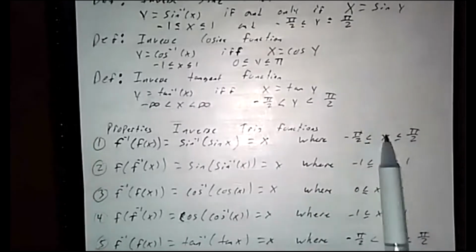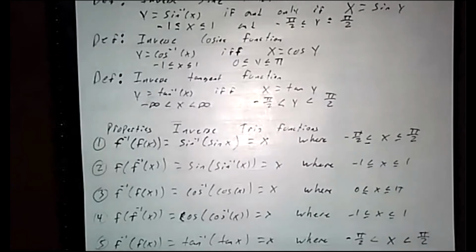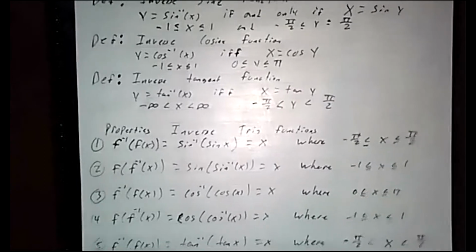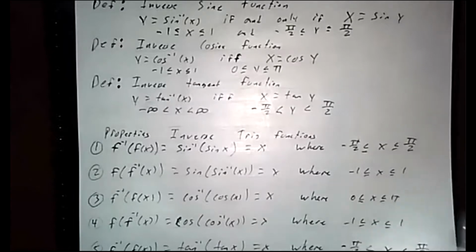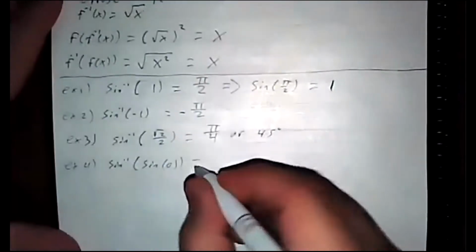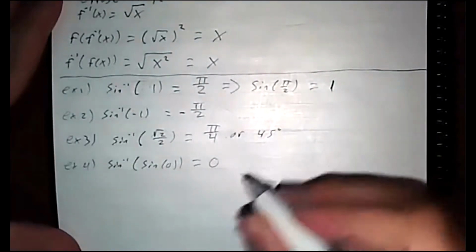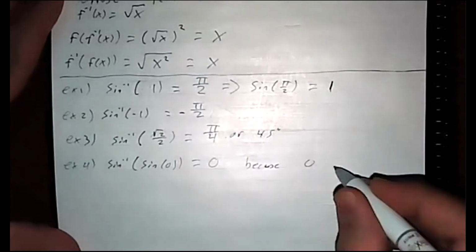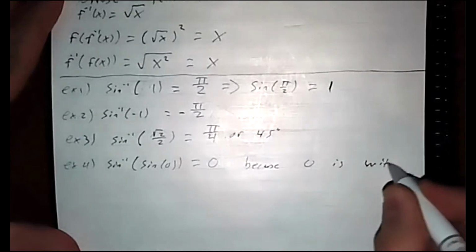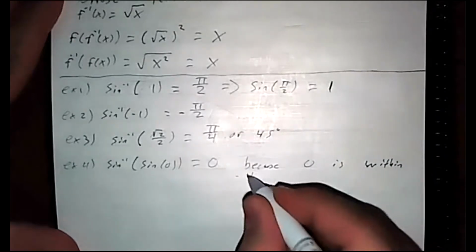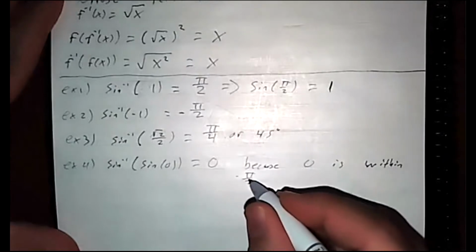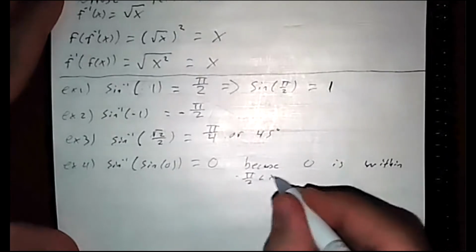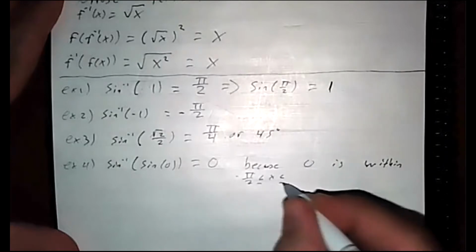Is 0 between here? Yes, it's right in the middle, right? So since it's in that section, then I can simply say that yes, it is 0, because 0 is within negative pi over 2 to pi over 2.